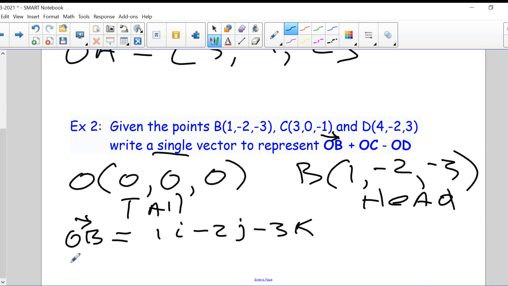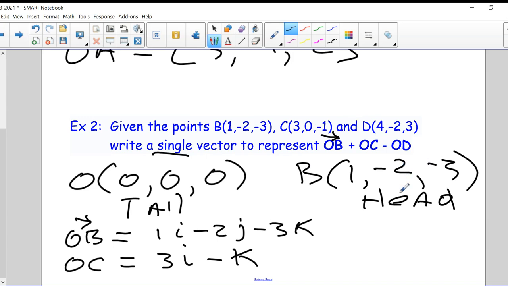The OC vector is what you think it is. The OC vector would be 3i minus k. Okay, see what I did there? I left out the thing in the middle because that's going to be 0 times j, which means it's no longer there. Then I have the minus k on the end.